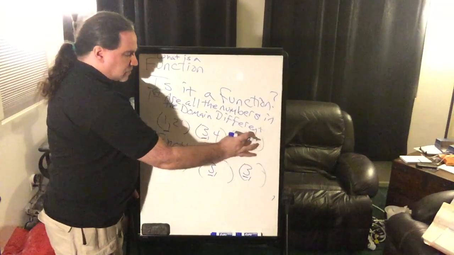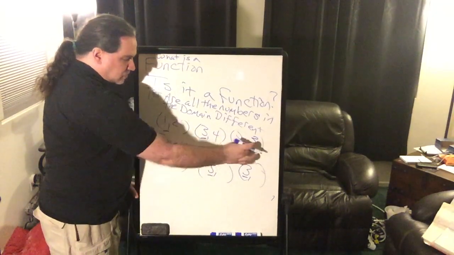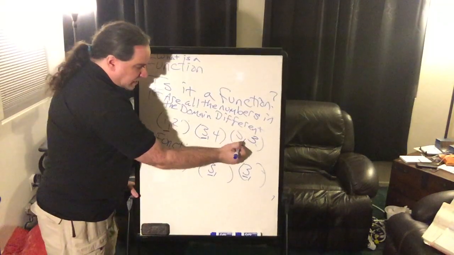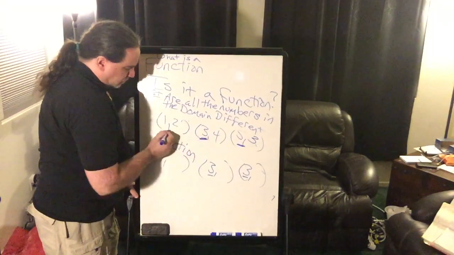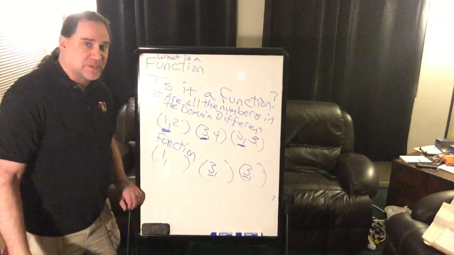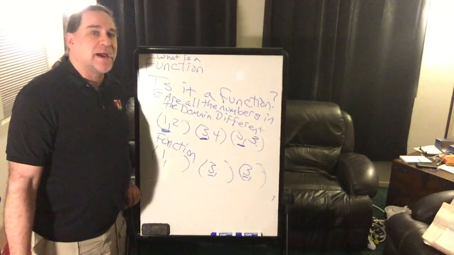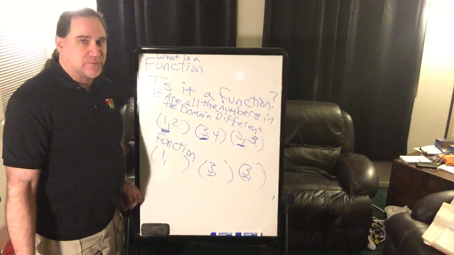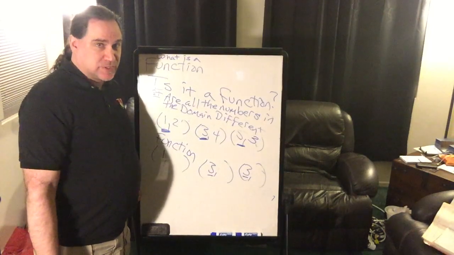If I change this number to a 3, even though these are the same, it's still a function because the only ones that matter are the x value, the domain, the first number in the parentheses. The other numbers do not matter at all, ever, ever, ever. There is no time when we care what the range is.